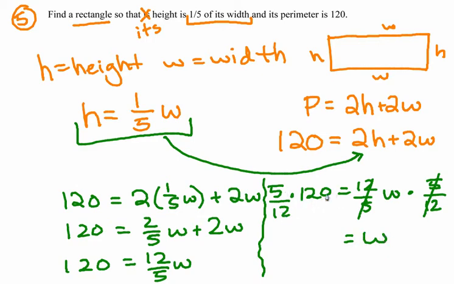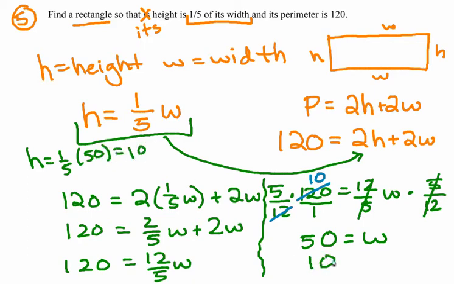5/12 of 120. Well, we can do a little bit of simplification here before we do the multiplication. We're going to get 5 times 120 in the numerator and 12 times 1 in the denominator. I can recognize right now, though, that 120 divided by 12 is 10. So we can simplify this already to just 5 times 10, which is 50. So we've determined that the width is 50, and since the height is 1/5 of that, 1/5 of 50 is 10. So 10 is our height.